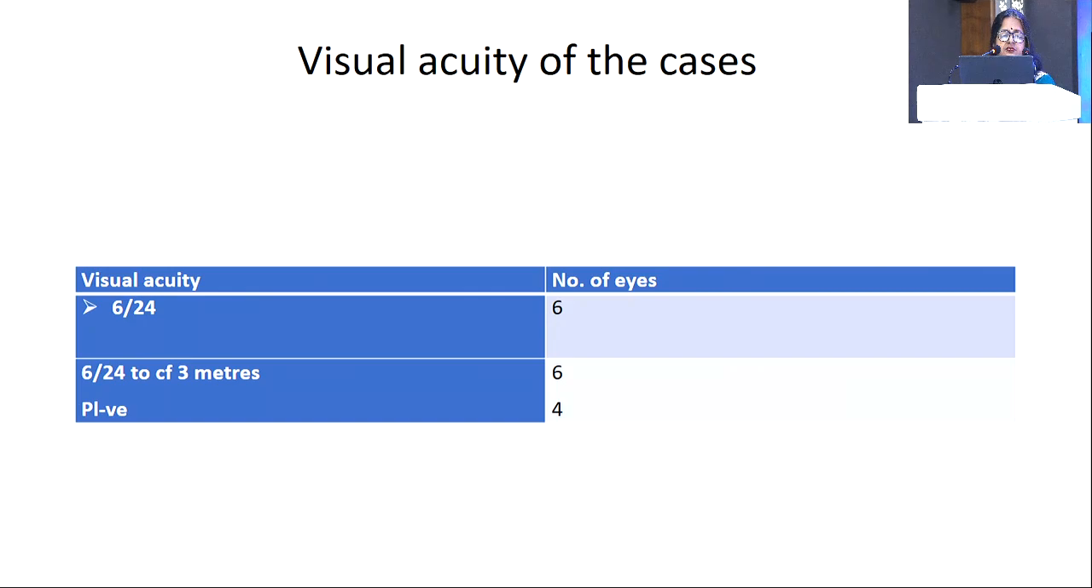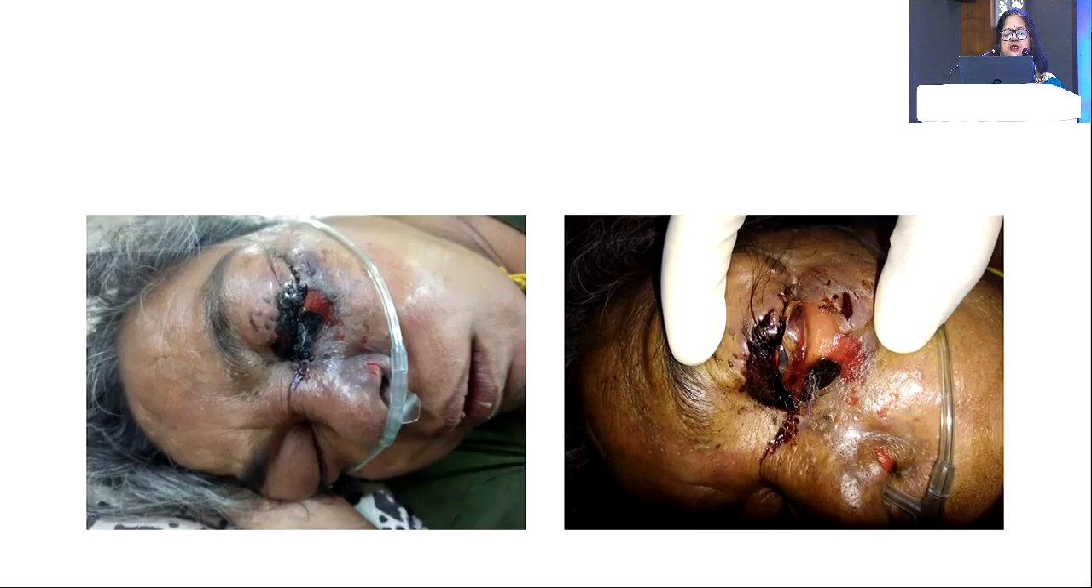Very poor general condition was associated in 1 case, and hypertension in 3 cases. Visual acuity was more than 6/24 in 6 cases, and 6/24 to counting fingers at 3 meters in 6 cases. PL negative in 4 cases. This is one of the cases where the general condition was very poor, with lid edema, facial edema, pain, and proptosis.